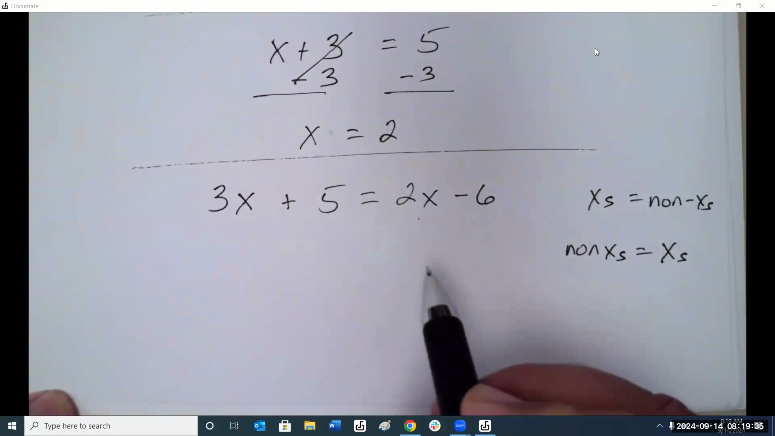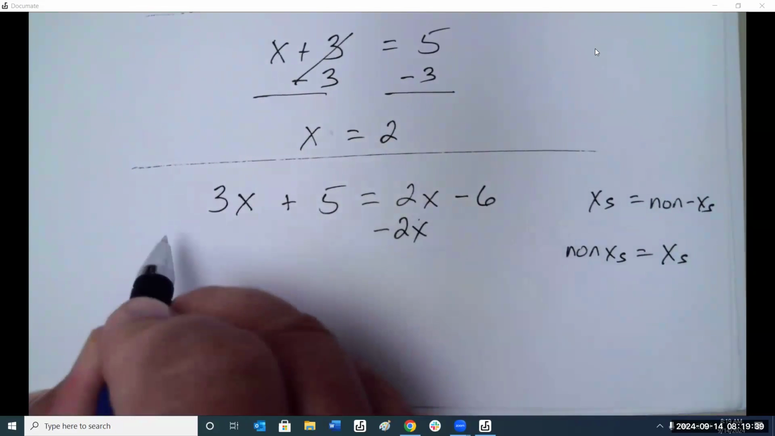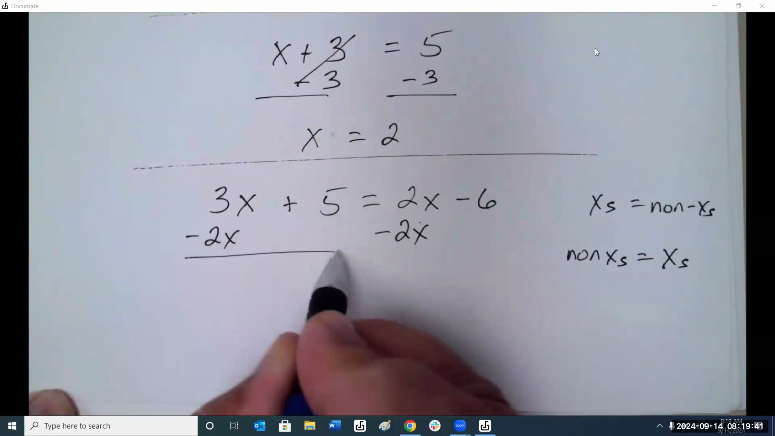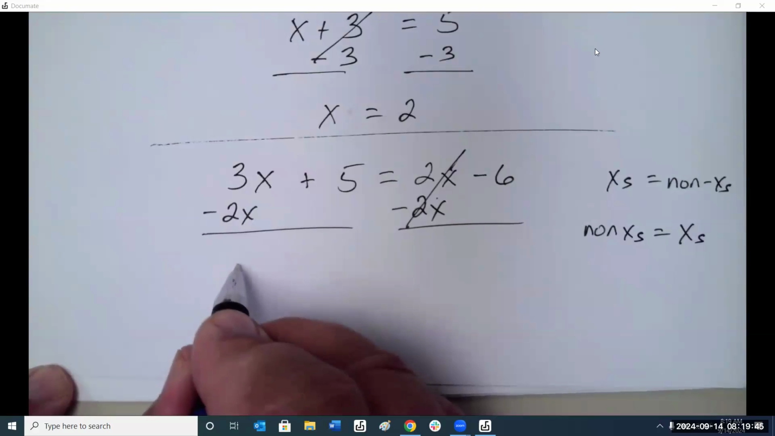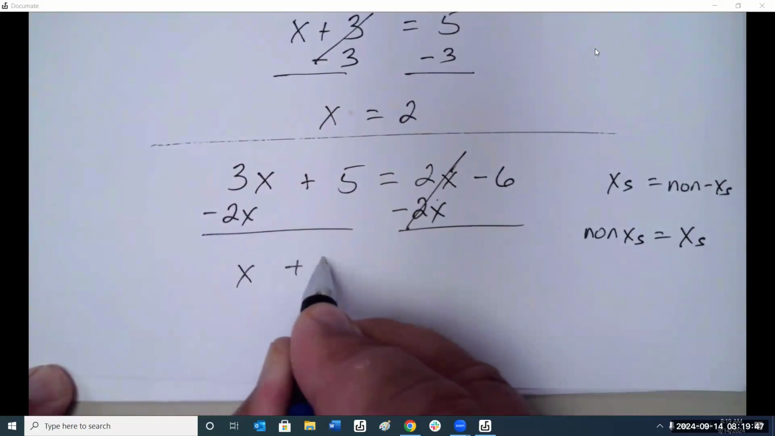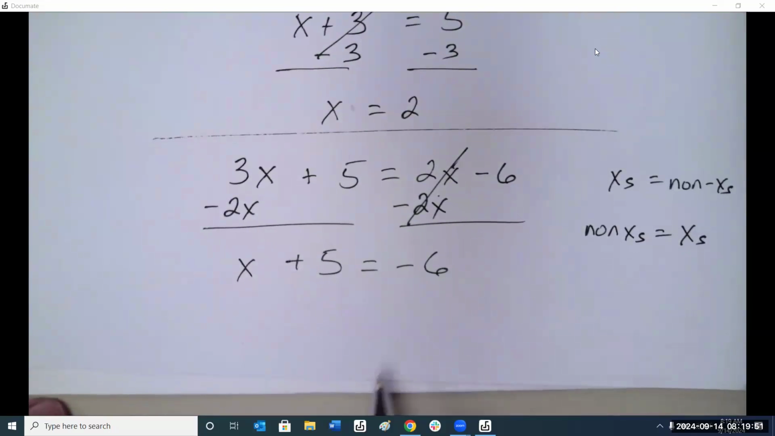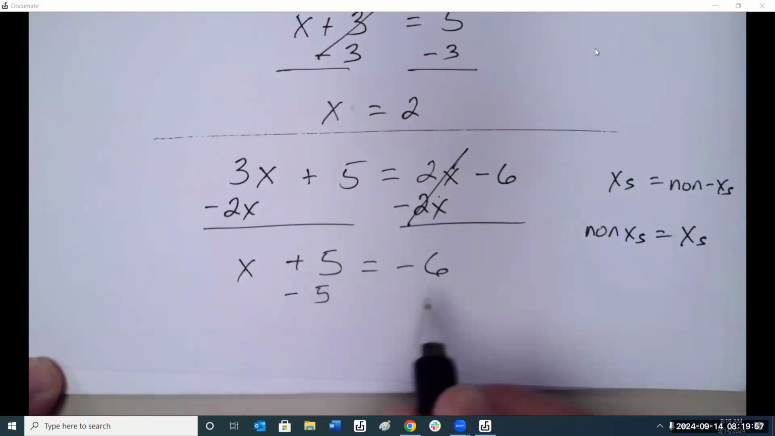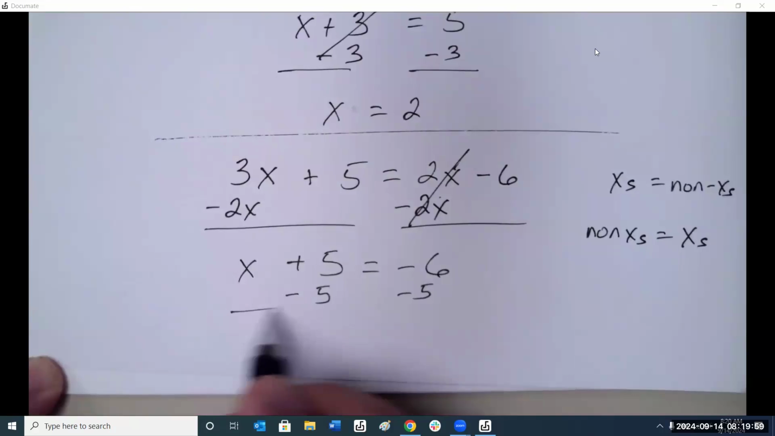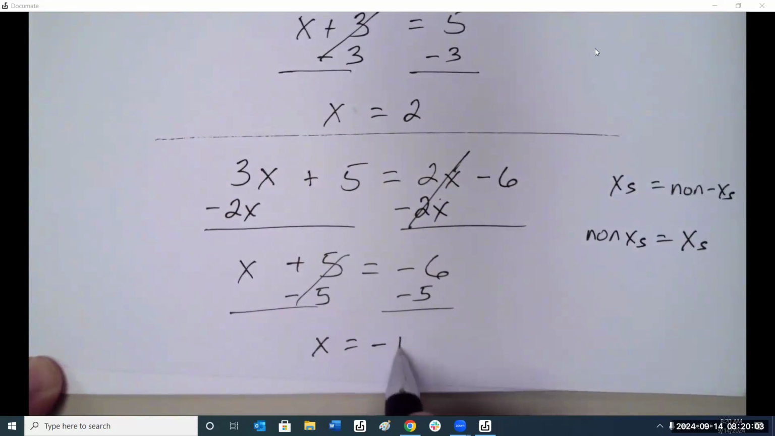So 2x, how do we get rid of 2x? Subtract 2x. So those cancel. 3x minus 2x is simply x. All the x's to one side, so non-x's go to the other side. Get rid of 5. We subtract 5. So x is equal to negative 11.